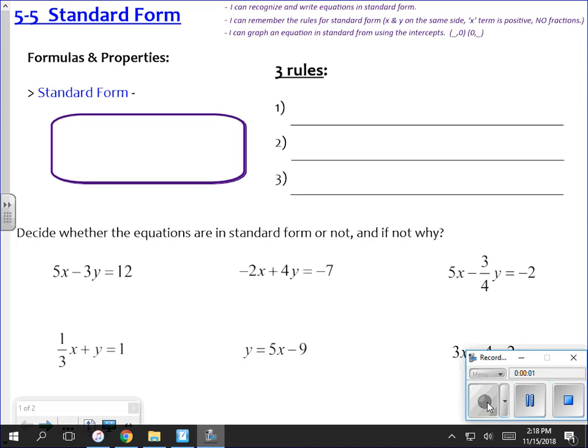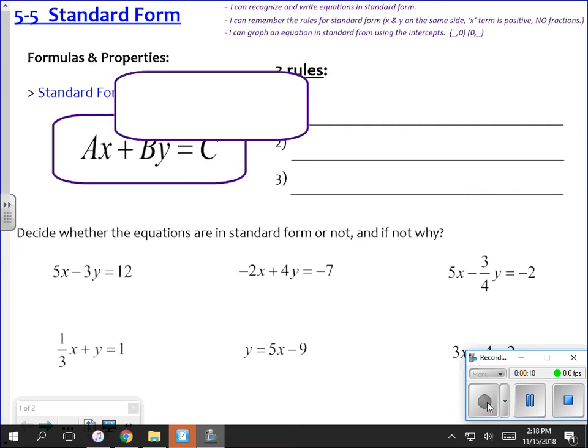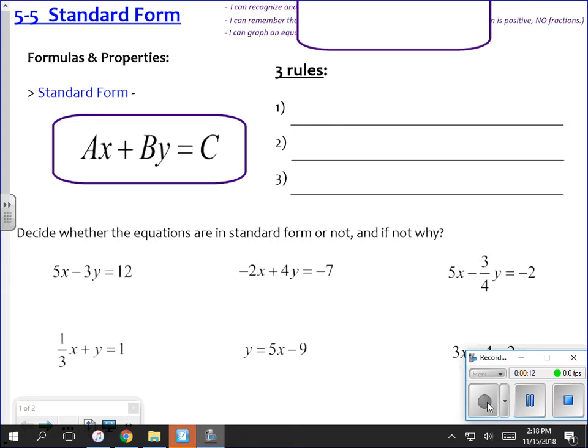Today is all about the standard form of an equation. We've done slope-intercept. You guys did point-slope on Tuesday. Today is standard form. And this is what standard form looks like.